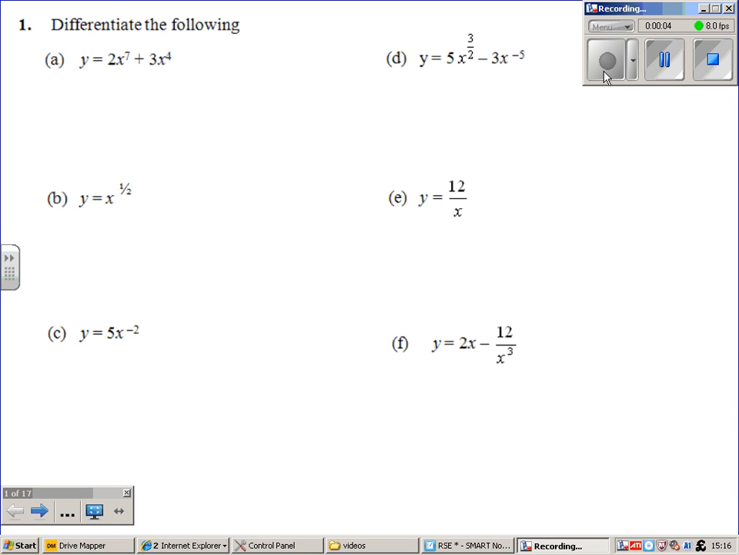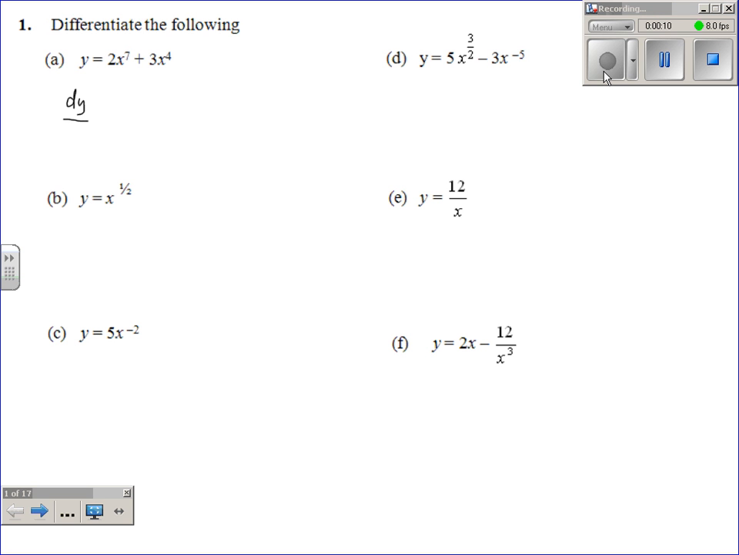Okay, on review sheet E, we're differentiating. Question 1a, when we differentiate, we find the gradient function. So writing dy/dx equals, we take the 2 and the 7 and multiply them together, so 2 7s are 14, and we differentiate, so we decrease. So 7 minus 1, we've got 6. Likewise, 3 4s are 12, and decrease by 1, so you've got the 3, and you're done.